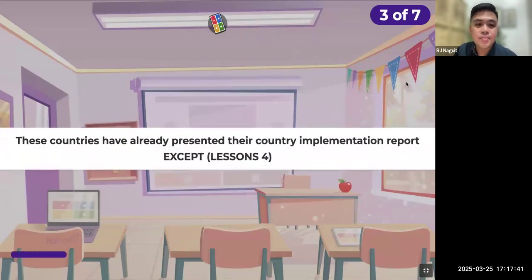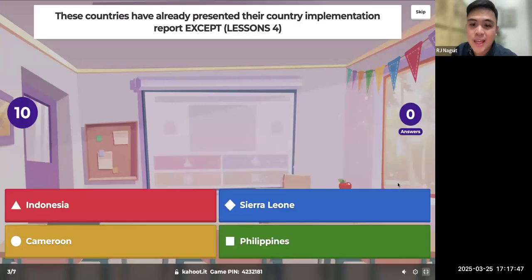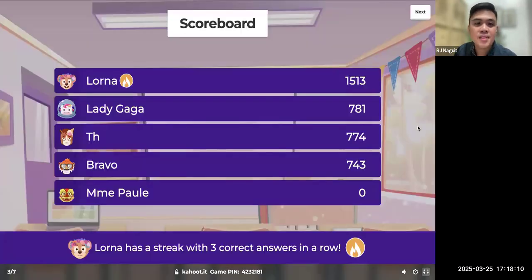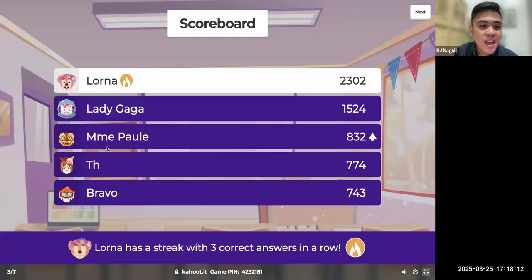Okay, next. So these countries have already presented their country implementation report, except Indonesia, Cameroon, Sierra Leone, or the Philippines. So who did not present so far? Okay, so most of you got it. So the Philippines did not yet present. So we had Indonesia, Cameroon, and Sierra Leone present previously. Okay, so MME Paul is catching up. Lady Gaga still at the second rank. And Lorna has 3 streaks.